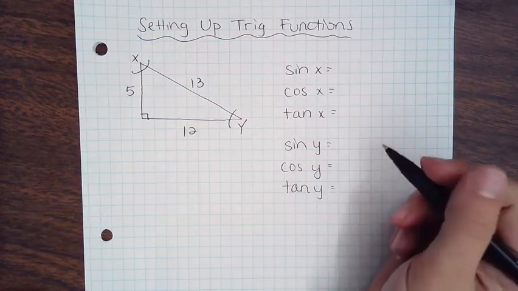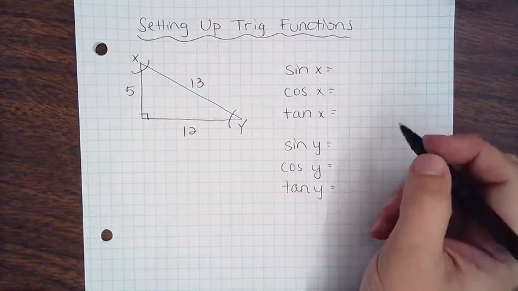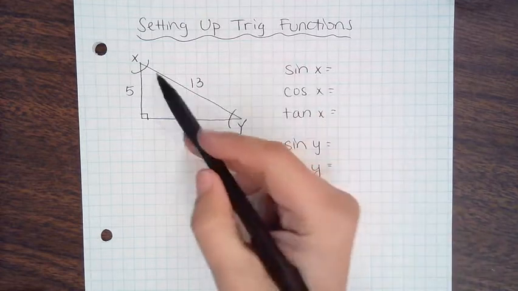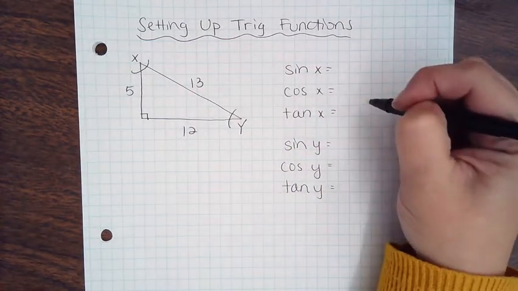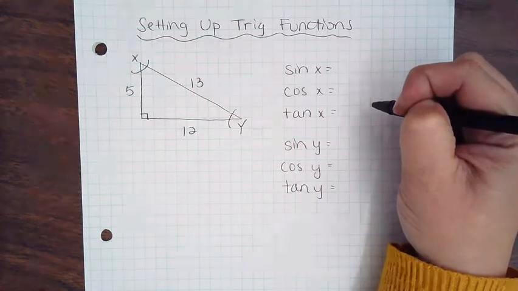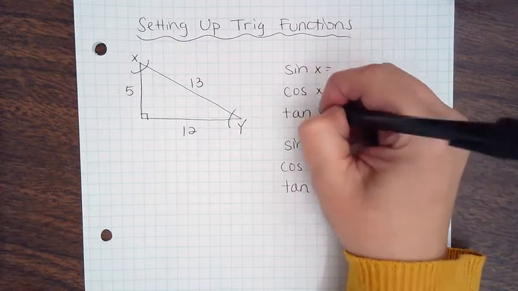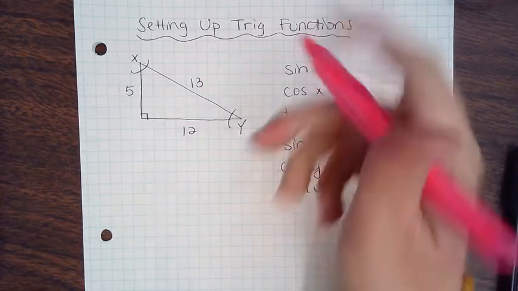Okay, so we're going to just practice setting up the trig functions. So we've got a fully solved triangle. The only thing we don't know are the missing angles. We don't need to know these because all we're looking for is the ratios, okay? So if I take a look at this, I'm looking at all three of these, and these are all set up in terms of x.